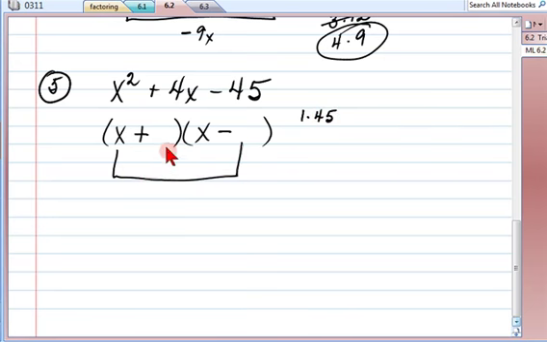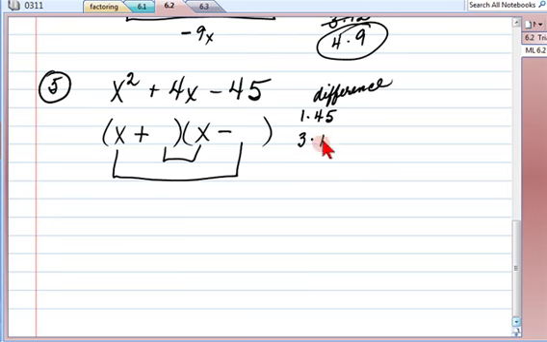Now let me pause for just a minute. The outer and inner products, will I add them together or will I really take a difference? It will be a difference. And how did you know that? The signs. One's positive and one's negative. So I'm going to be subtracting. 1 and 45 do not have a difference of 4. Okay? 2 doesn't go into that, but 3 does.